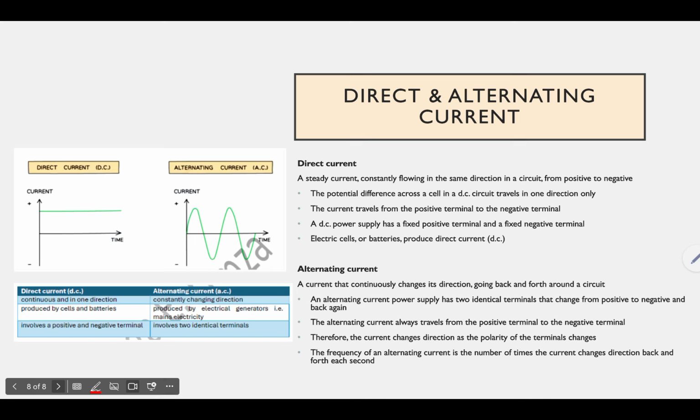The frequency of an alternating current is the number of times the current changes direction back and forth per second. Here is an example or a table to show you the exact difference as we've just said.